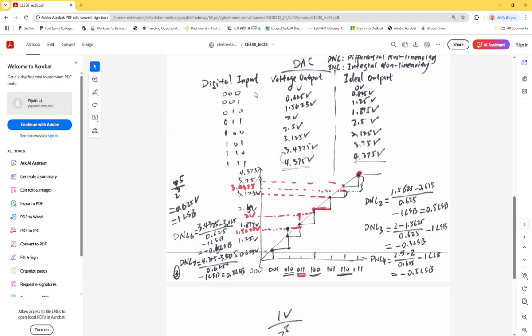See here, it's a 3-bit DAC, and these are the digital inputs. So 3 bits is giving you 8 combinations of the inputs, and this is the actual voltage output. Not all of them are equal to the ideal values. So these are the ideal outputs, this third column.